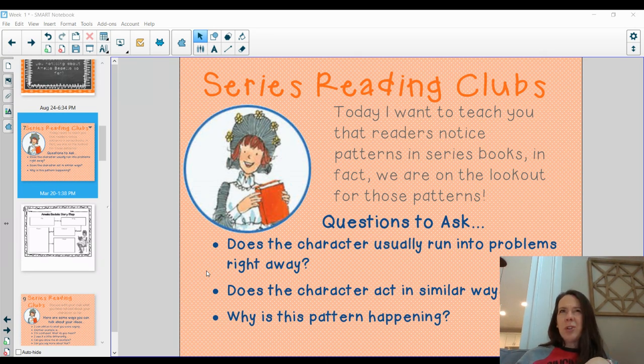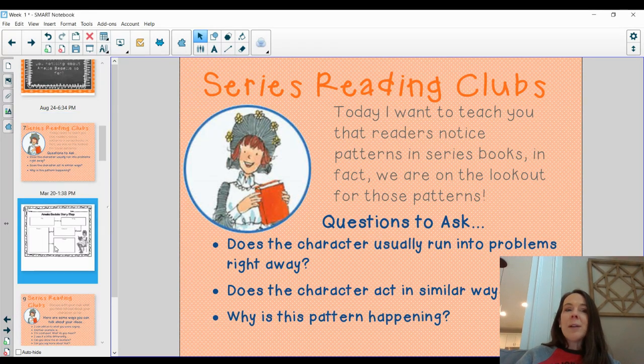So did she do the same thing in the second book? Yes. Yeah, she definitely did. And then why is this pattern happening? I think the pattern is happening because this is who the character is. This is how Peggy Parish has decided to teach us about Amelia Bedelia and entertain us with this character.